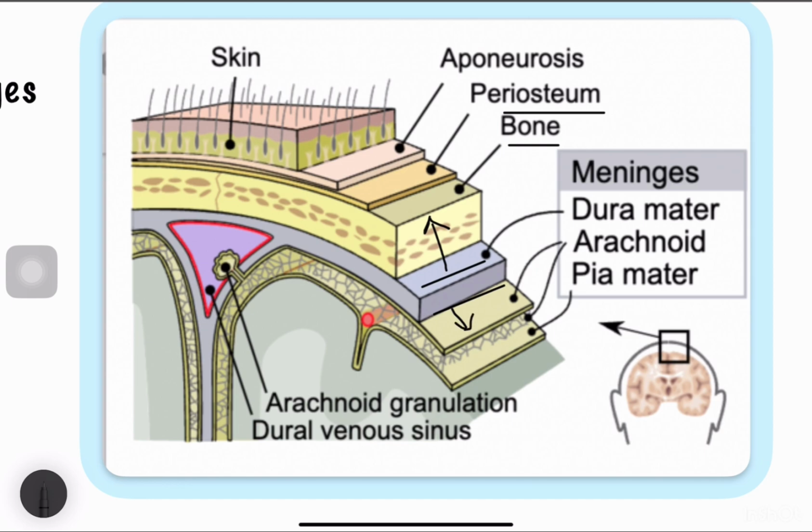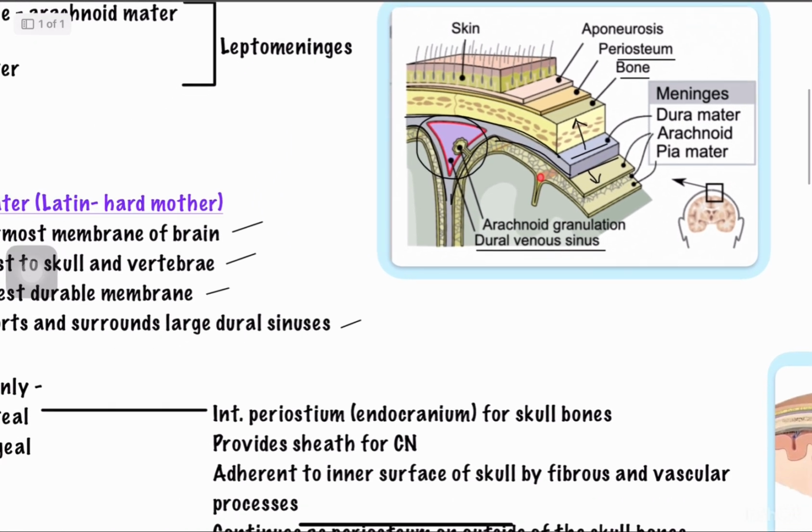So the space made between the outer periosteal layer of the dura mater and the inner meningeal layer of the dura mater creates spaces which are known as the dural venous sinuses. I will be talking about dural venous sinuses in another video.